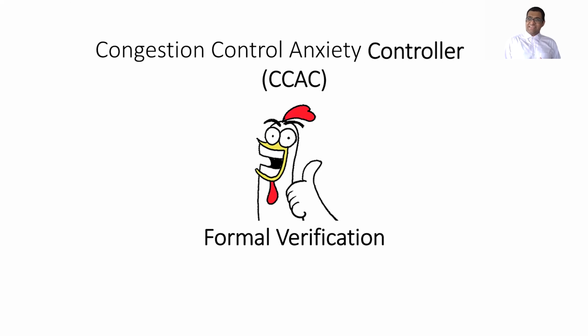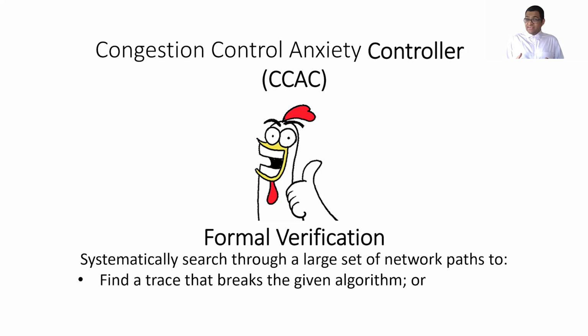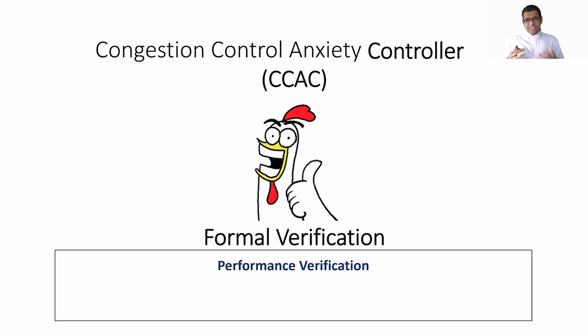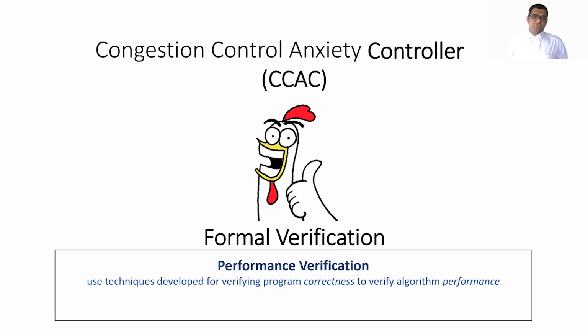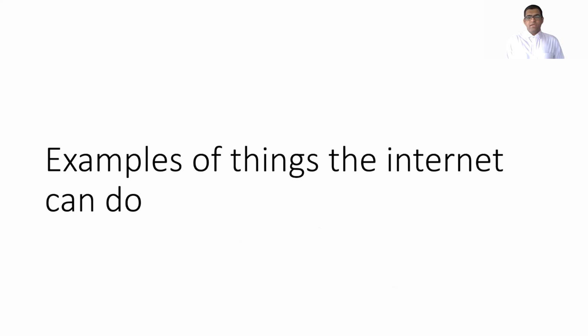And to fix this and to fix my sleep, we developed CCAC, which uses formal verification, and it systematically searches through an exponentially large set of network paths to either find a trace that breaks the given algorithm or prove that no such trace exists. And with this, CCAC introduces the notion of performance verification, where we use techniques developed for verifying the correctness of software to verify the performance of algorithms. And we believe that this is applicable beyond congestion control, and particularly good candidates are heuristics that have poor worst case behavior.